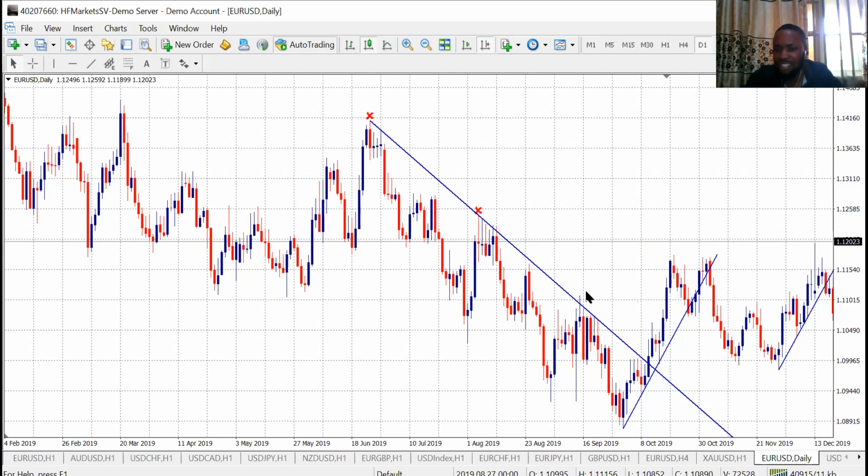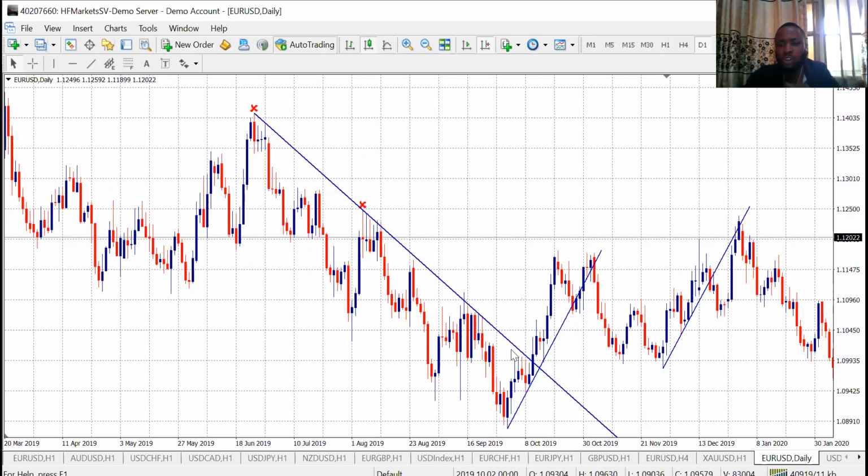But before you can say this resistance is being broken, you need a solid candle to break this trend line. You can see what happened next. The price got here and was rejected again. Do you see this inverted hammer? We call this an inverted hammer or a hanging hammer. This is a pin hammer.